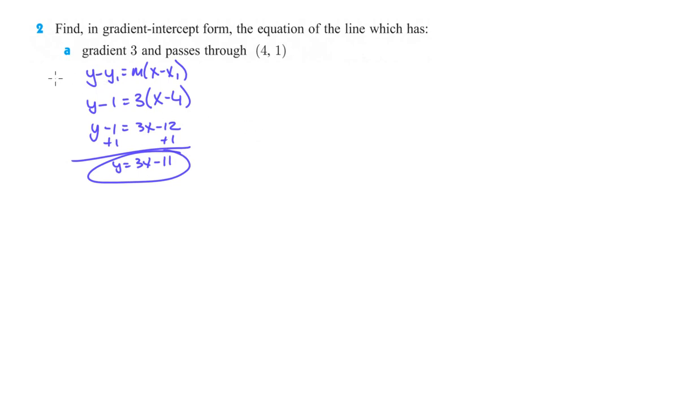Again, the nice part about using point slope is all you do is plug stuff in, and when you simplify, you come up with your entire equation. If you do slope intercept, then you have to find the y-intercept, and then you have to plug it back into the equation. So I feel like this makes it a little bit nicer.